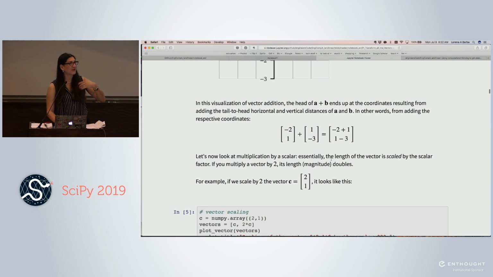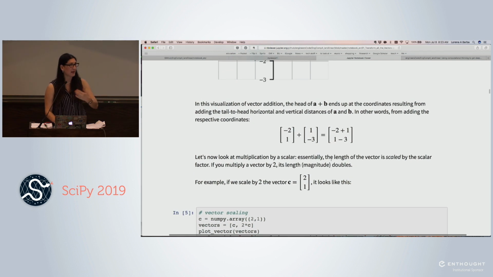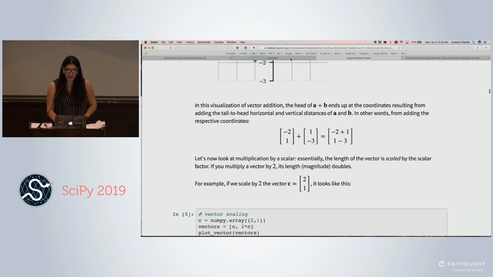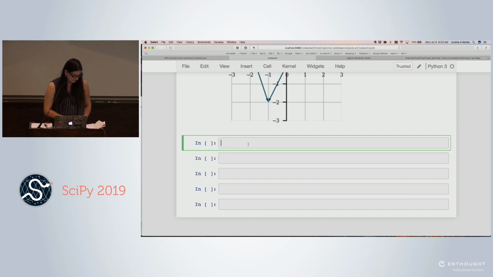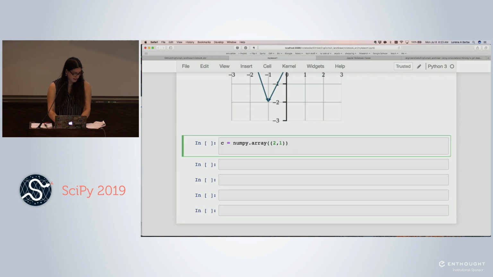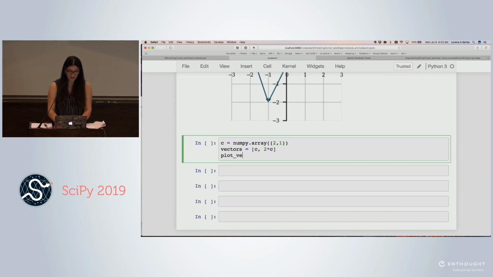So here we're visualizing it and then realizing that's what happens, instead of defining it first in this way. Now, for scaling, let's define a new vector C equals NumPy dot array with the coordinates 2, 1. Our list of vectors to plot are the vector C and the vector 2 times C, and we're relying on Python to do the multiplication.